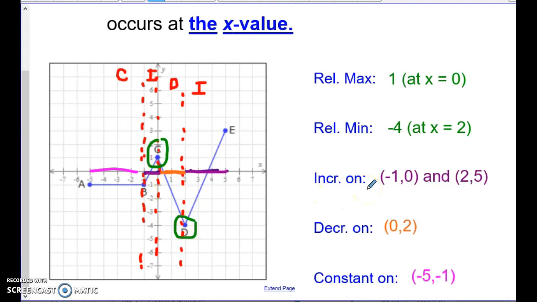Okay, so what about increasing and decreasing? We had two little I sections here, and remember what we want to give is the x value. So that's going from the -1, where that first red line is, to 0. And then we jump over here and we start at 2 and go up to 5. We stop there because the graph stops there. Whereas the decreasing, we just had that one little section. I put it in orange here. It starts at the second red line at 0 to 2. And then the only place it was constant was on that very first section that starts at -5 and goes up to the -1.